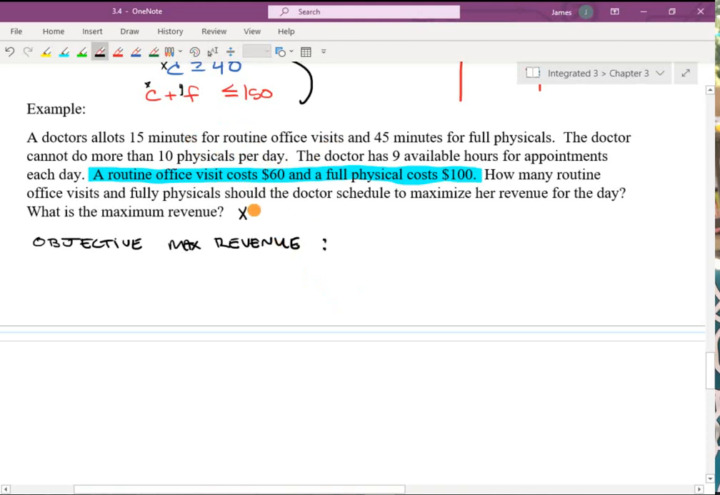And I'm going to let X be the same thing as R, which would be a routine office visit. And I'll let Y equal P, which is the physical. Okay, so if I'm going to look at my objective function, I will make $60 for every routine visit, right? And we'll make $100 for every physical. Do you guys come up with 60R plus 100P? Okay, some heads bobbing. Now let's do constraints.